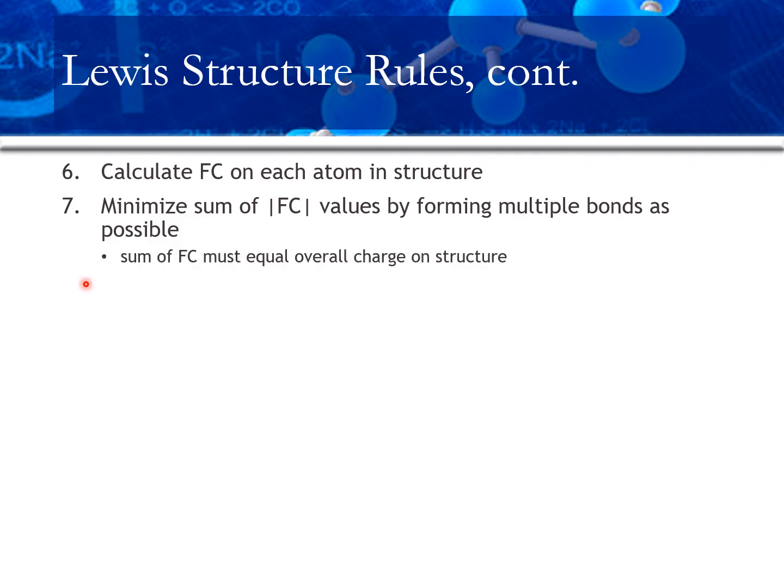Keep in mind, as we said in the last slide, the sum of the formal charges must equal the overall charge on the structure. And the best structures always avoid placing positive formal charges on very electronegative atoms. So for example, fluorine will never, ever, ever end up with a positive formal charge.